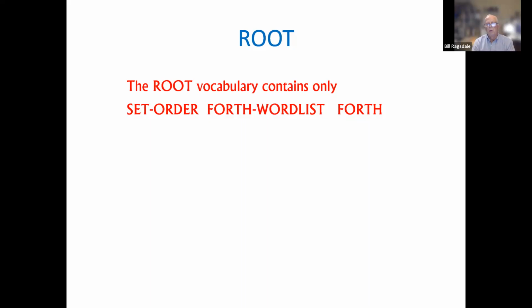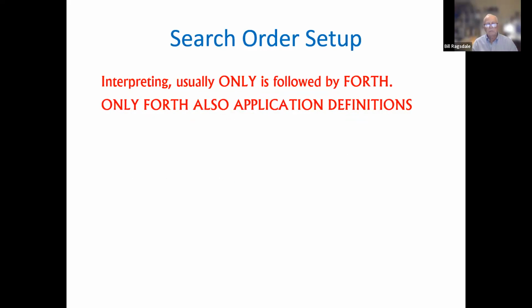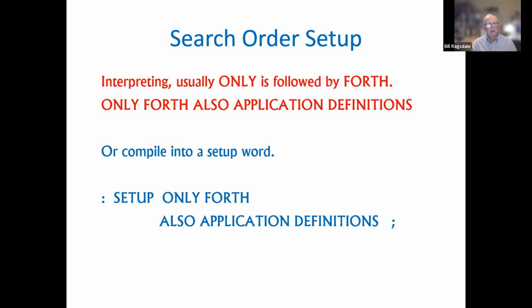And forth, of course, will place its value into the search order, and you now have a system that can actually function because it has access to the forth vocabulary. Upon executing only, you'll only find those 3 words. Your only real choice is to execute the word forth. And as we see, interpreting only is usually followed by forth because you need that to complete further actions. The sequence we would have in this example is only forth, also application, and then definitions, which means new words will be added into the application vocabulary.